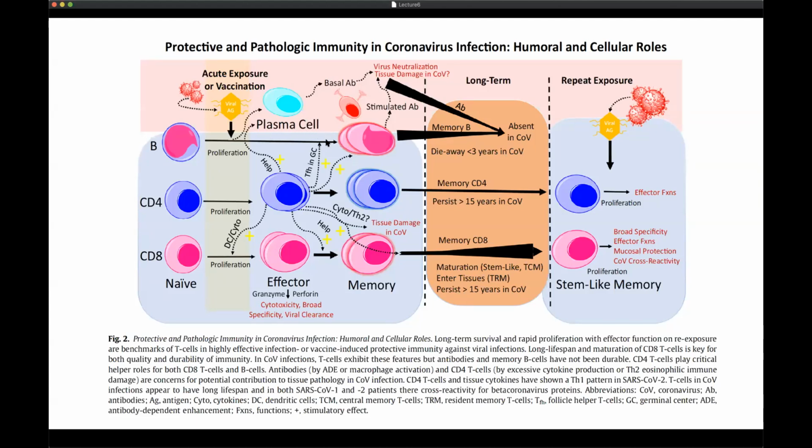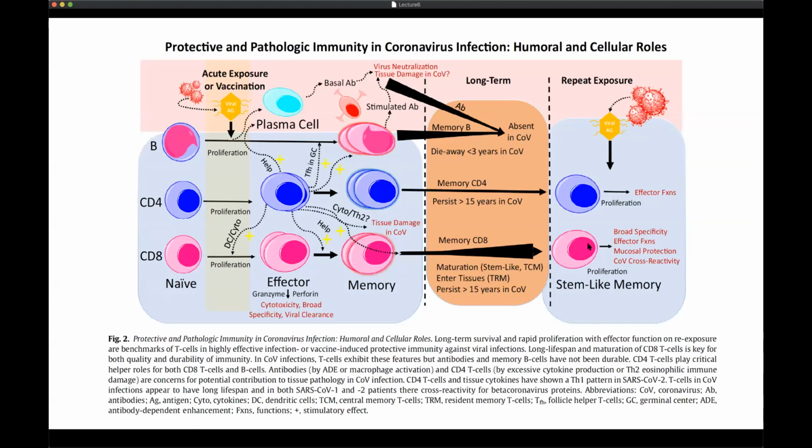But once you have active B cells and these stimulated antibodies, you can have either viral neutralization or maybe tissue damage in coronavirus, which we don't know. Long term, all we know so far is there's not very good data on other coronaviruses. There's not a whole lot of memory B cells in other coronaviruses, and they seem to die away pretty quickly. In contrast to this, memory T cells, both CD4 and CD8, seem to persist for many, many years, over 15 years in other coronavirus infections. And there's good evidence that you have these long-lasting memory cells.